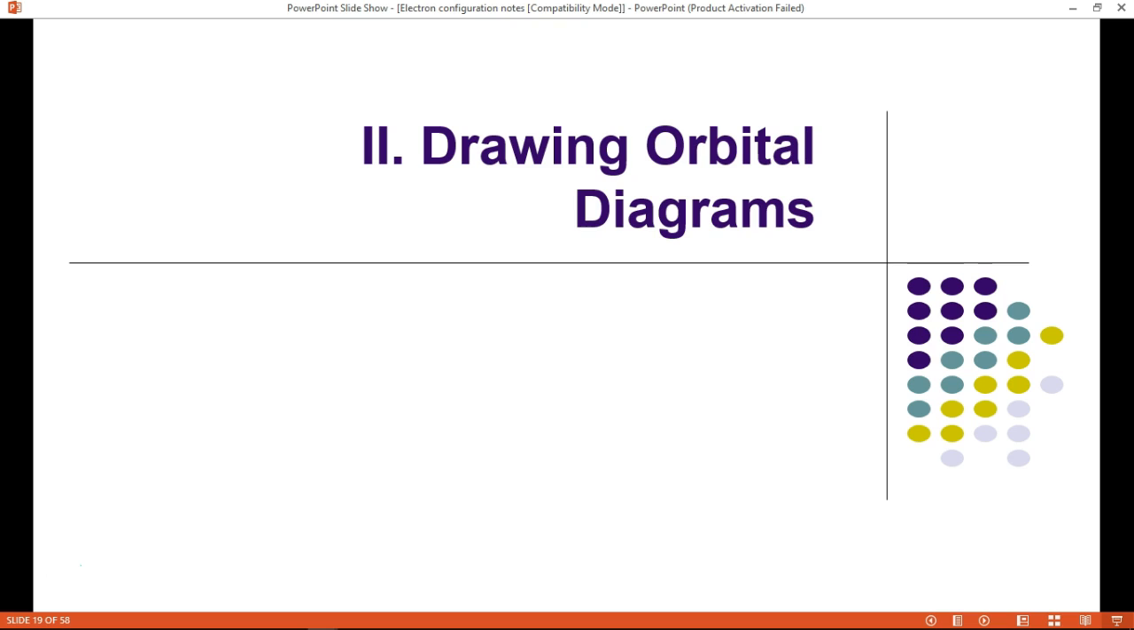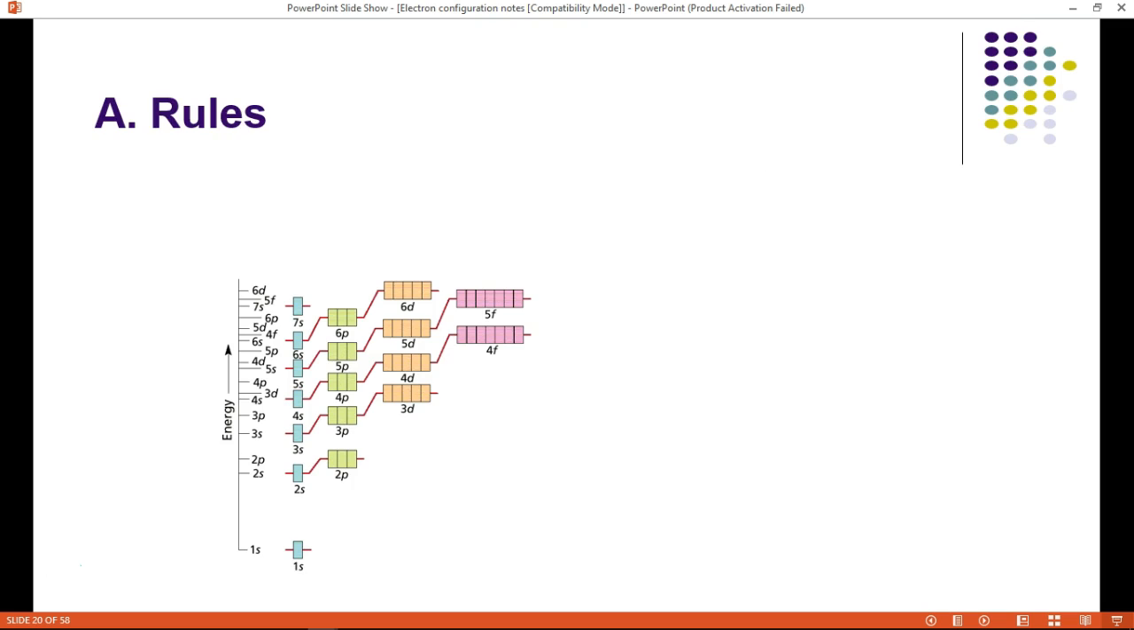Okay. The next part of this, we're going to draw orbital diagrams. And so what the orbital diagram does is it describes how the electrons arrange themselves outside of the nucleus. And there are a few rules to go with it.